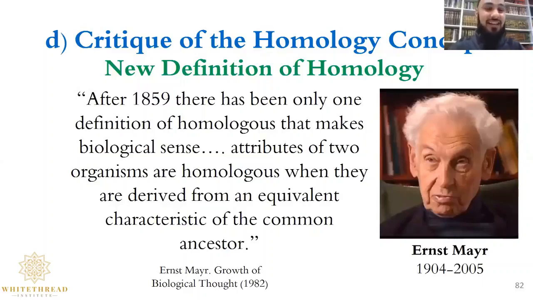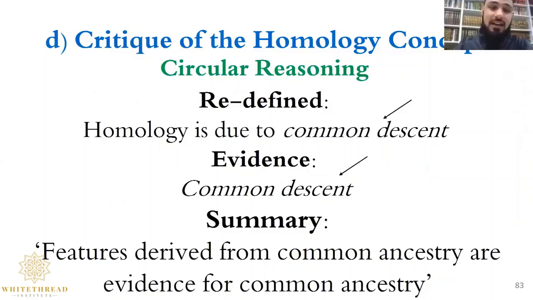So in 1859, he said, after 1859, there has been only one definition of homologous that makes biological sense. Attributes of two organisms are homologous when they are derived from an equivalent characteristic of the common ancestor. So what he's done here, and I'll show you this, is redefine homology as due to common descent. Homology is a similarity in structure and position, so he said it is common descent, and the evidence is also common descent.